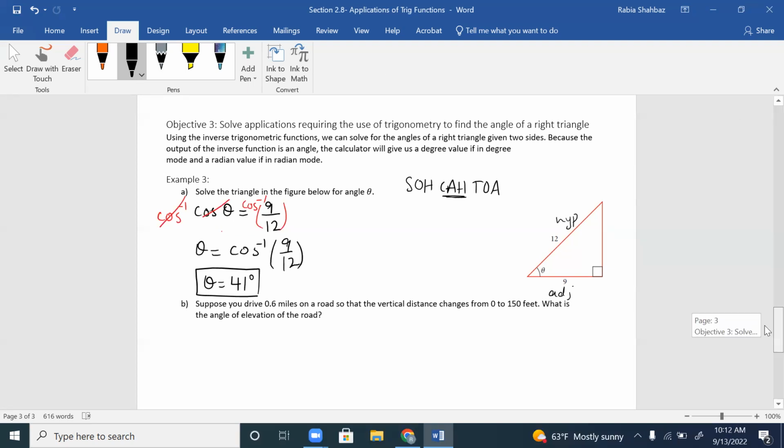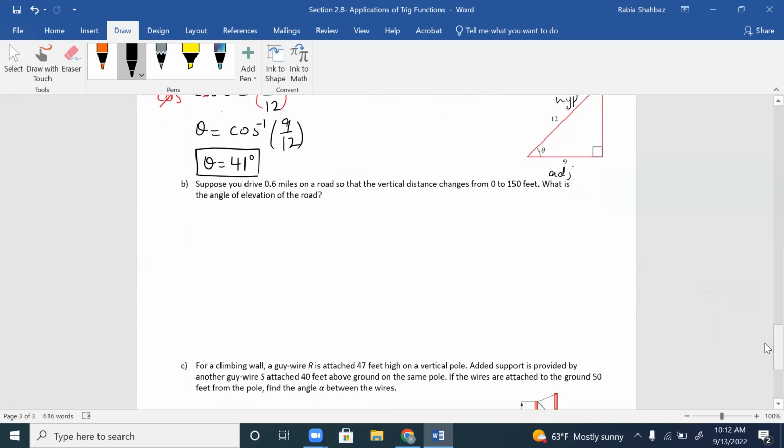Okay, so let's look at the second problem here. It says, suppose you drive 0.6 miles on a road so that the vertical distance changes from 0 to 150 feet. What is the angle of elevation of the road? So you are driving 0.6 miles, and the vertical height that you gained is 150 feet.